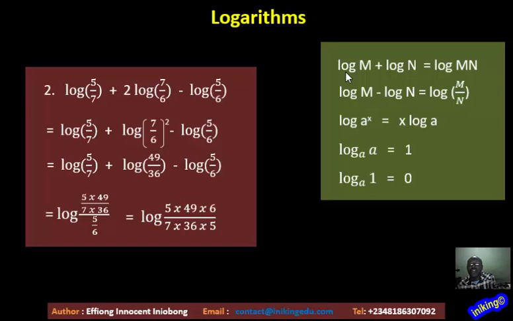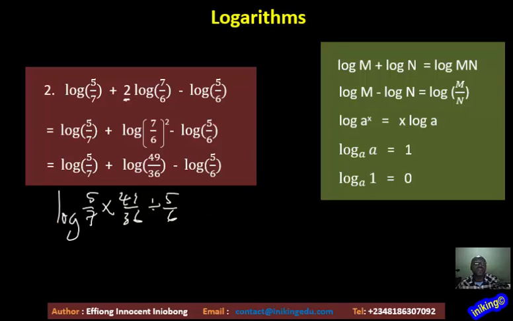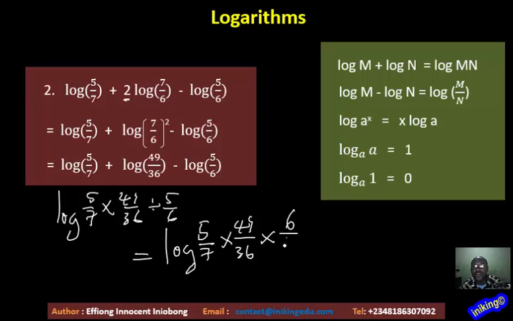So I'll take this back again. Let's simplify further from here first before we move to the next screen. This will give us the logarithm of, I think this is more simplified, 5 over 7 times 49 all over 36 times 6 over 5. I was taught this in primary school.